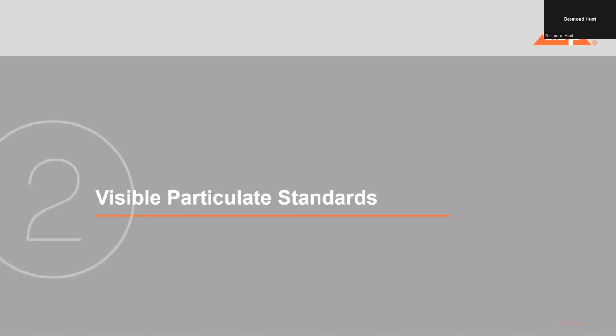So now I'm going to transition into our standards as they relate to visible particulate matter. We know what particulate matter actually is, and so now how does one go about looking to see if they have it, especially within the visible particle range?